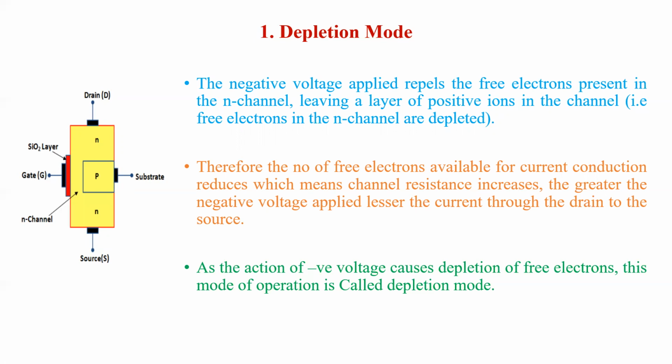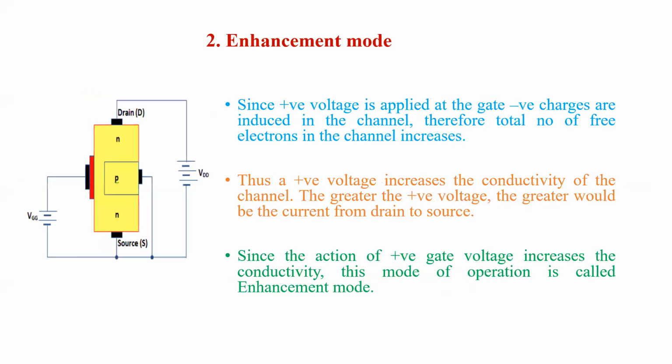Therefore, as the negative voltage repels the free electrons, the current conduction would be reducing, which means that the electrical resistance of the device increases. Hence, as the negative voltage increases, the resistance will increase and the current will decrease. The current between the drain and source will be decreased. So here the action of negative voltage causes depletion of the free electrons. Therefore, this mode of operation is called depletion mode.